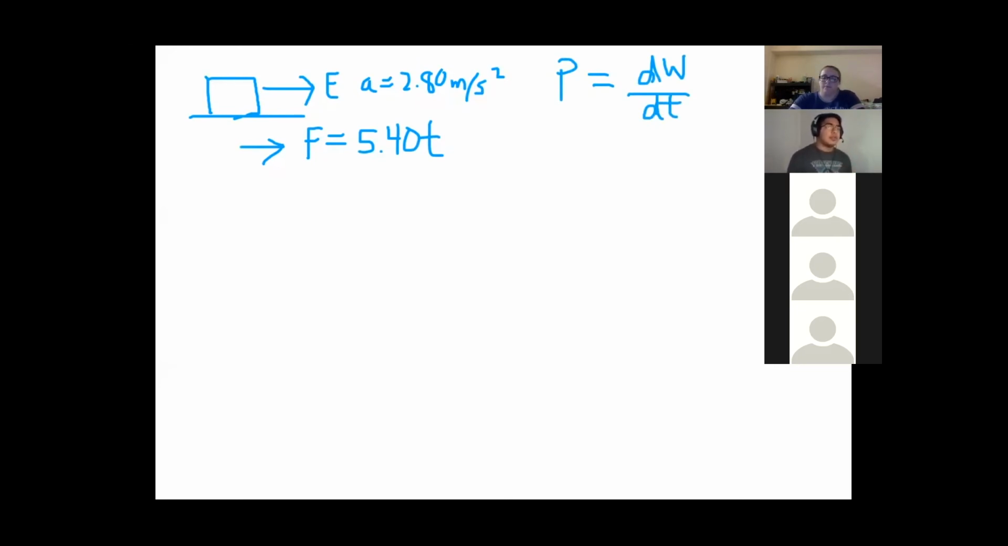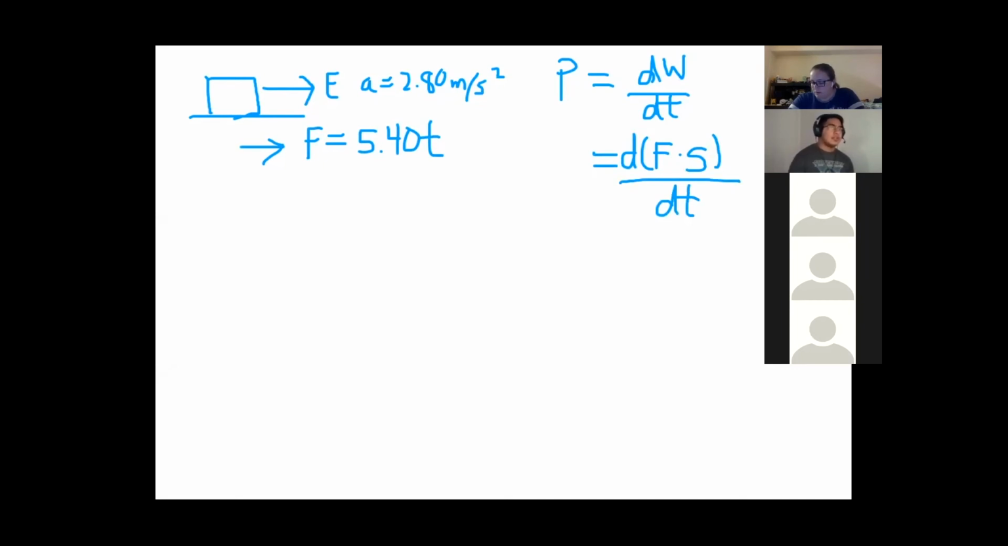And we know that work has the formula force times distance. So we can write that as d of F times s over dt. Force, and we can call distance s in this case, and write this over dt. So that's just breaking our work equation down.